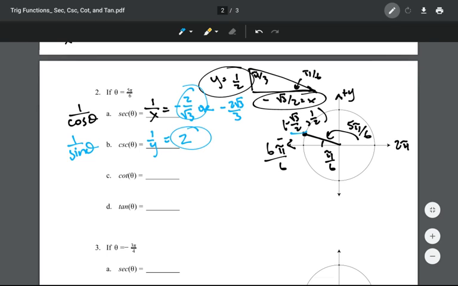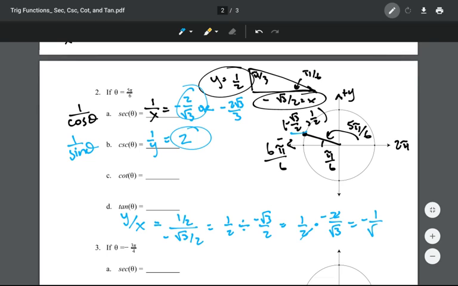Cotangent, let's actually do tangent next, just because that's the way my brain works. Tangent is y over x. Y is 1 over 2. X is negative radical 3 over 2. I'm dividing those fractions, which is the same as multiplying by a reciprocal. And I get negative 1 over radical 3.